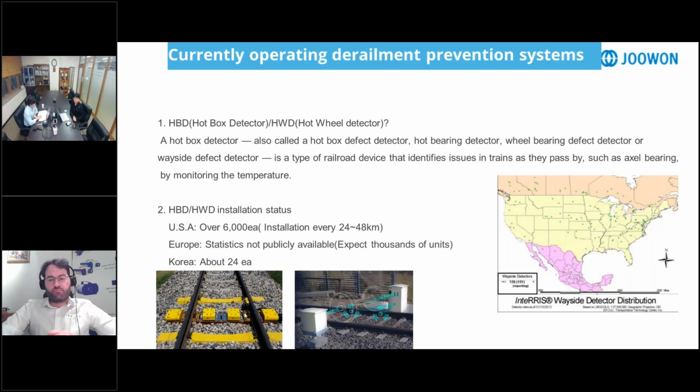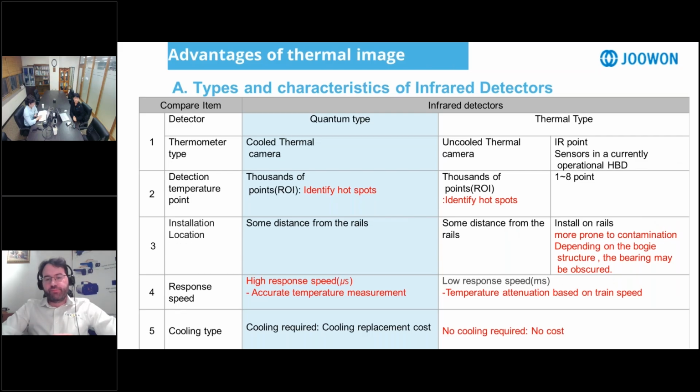Both of these pictures show IR point sensors, and I will explain more on the next slide. Here are the benefits of thermal imaging. There are two main types of IR detector: one is the quantum type, the other is the thermal type. In general, the thermal type has been used a lot because of its low price. However, as a result of various tests, we found that the quantum type is more effective for railway application.